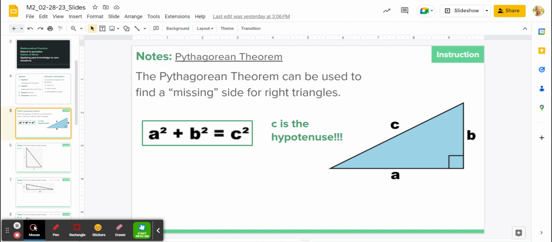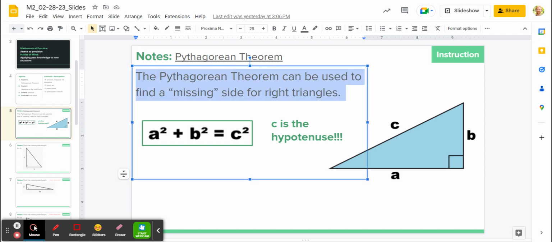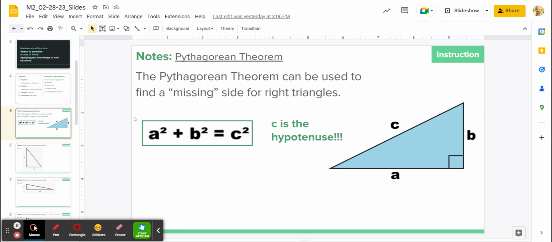There's a note section on your worksheet titled Pythagorean Theorem. It mentions what it's for. The Pythagorean Theorem can be used to find a missing side for right triangles. Let's go ahead and get down this formula. Put that in the box on the left: a squared plus b squared equals c squared.